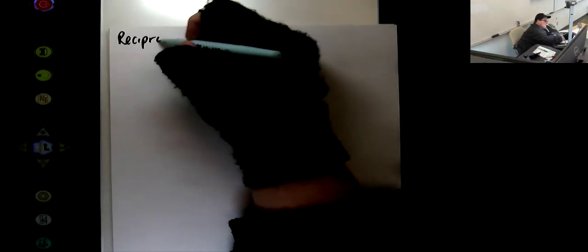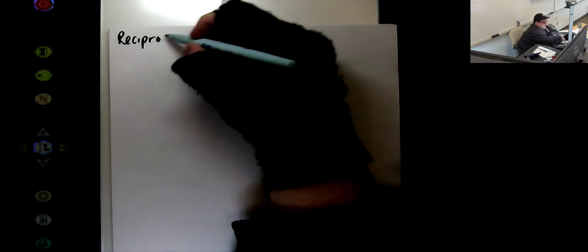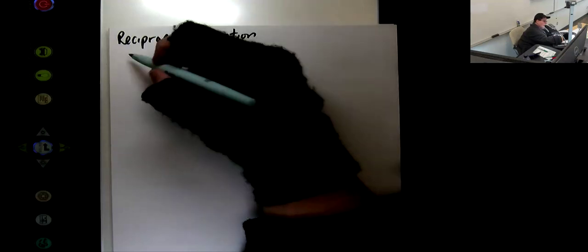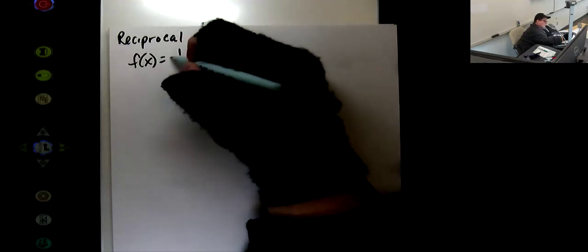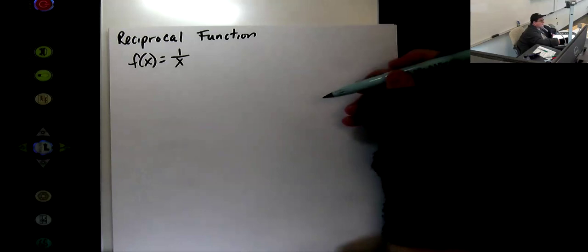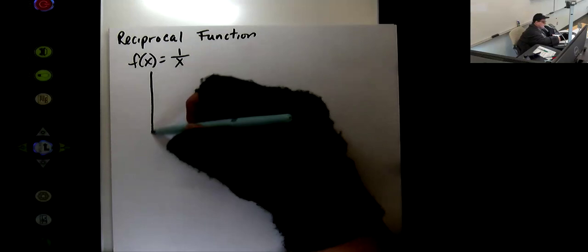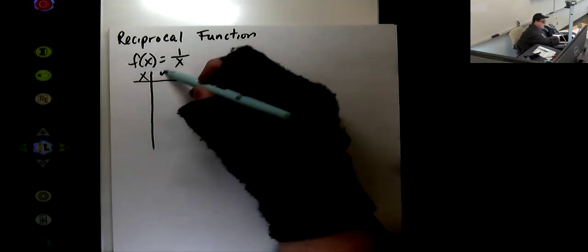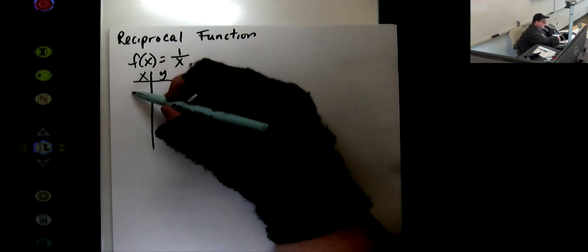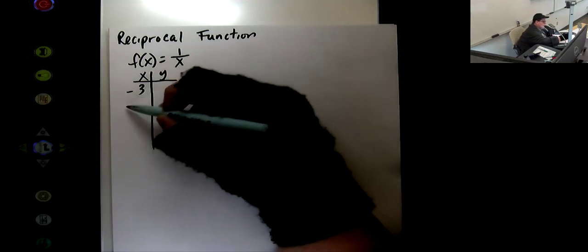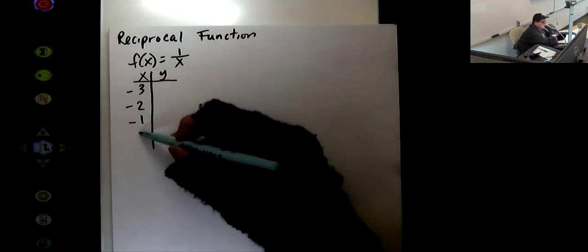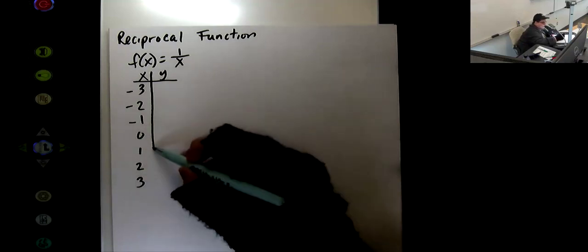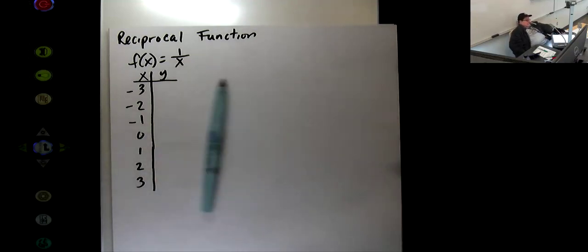Finally, we have the reciprocal function. Reciprocal. F of x equals 1 over x. So I can make a little table here. Let's do like -3, -2, -1, 0, 1, 2, 3. I want to kind of show you what happens.